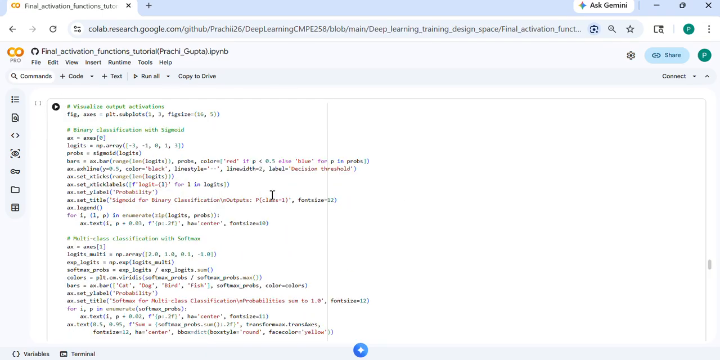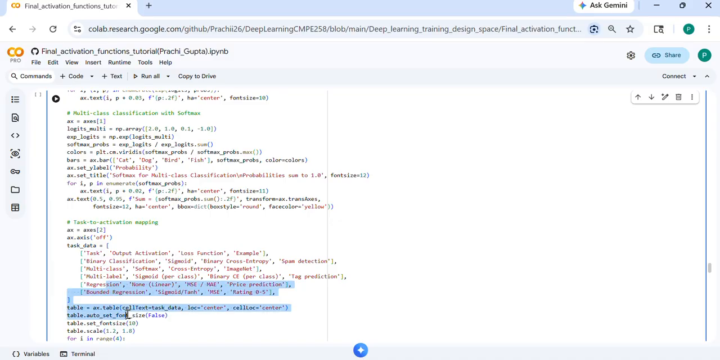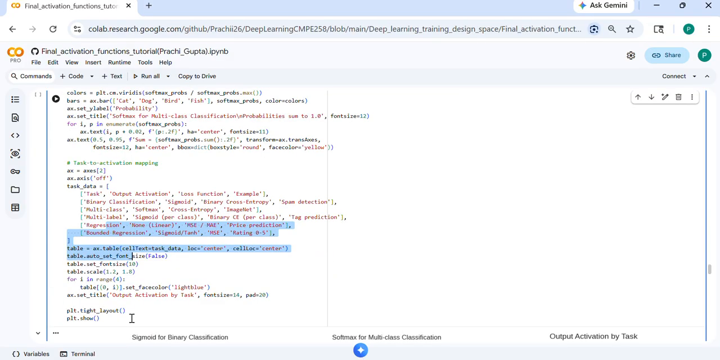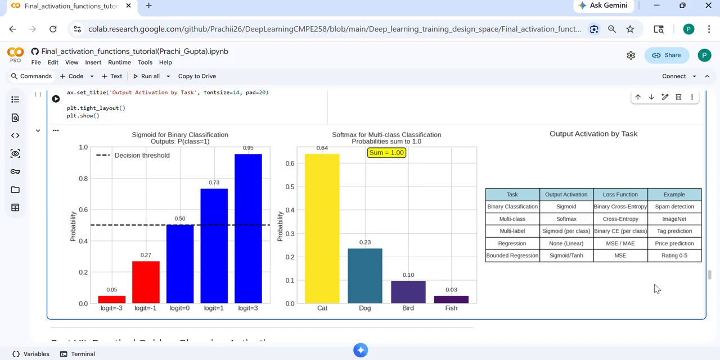In this cell, I demonstrate the output activations using some example values. I apply sigmoid to convert logits into probabilities and visualize the threshold. Then I apply softmax to a set of class scores and show how they become normalized probabilities. Finally, I included a table that maps different machine learning tasks to appropriate activation functions and loss functions. So this is what we are doing here, and we can see in the last, we have the task, the output activation we will use, the loss function we will use, and examples where they are used.